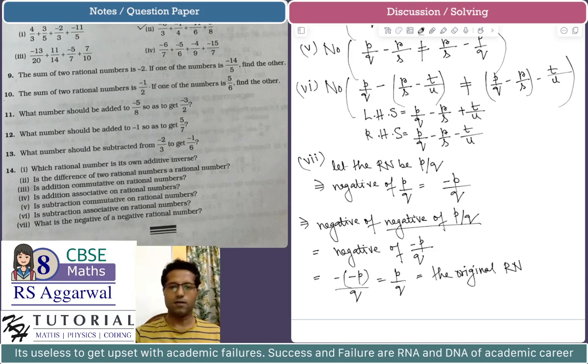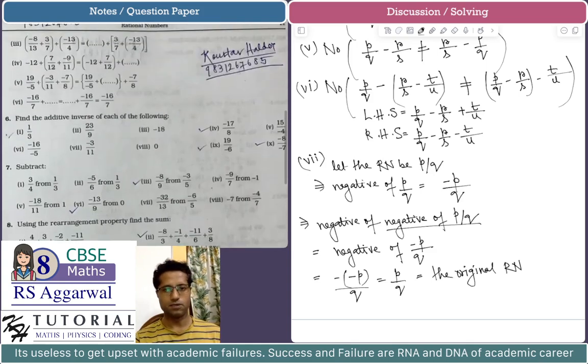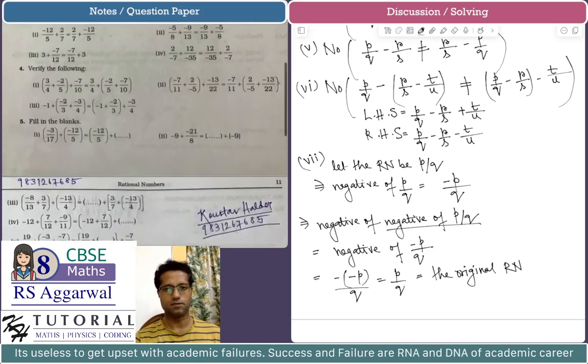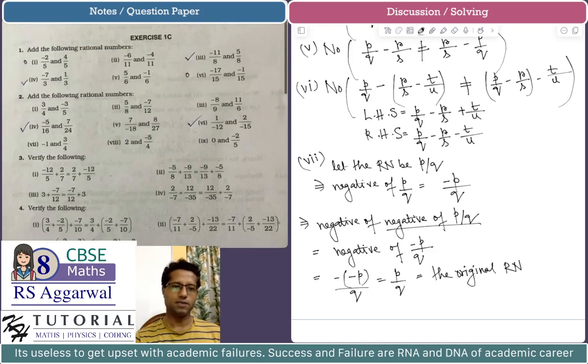So this brings to an end of solving the problems, not all, but the major problems from exercise 1C, that will give you a good insight and concept of how to apply addition, subtraction of rational numbers and their properties, and the concept of additive inverse, additive identity, and all these concepts to solve this kind of problems.